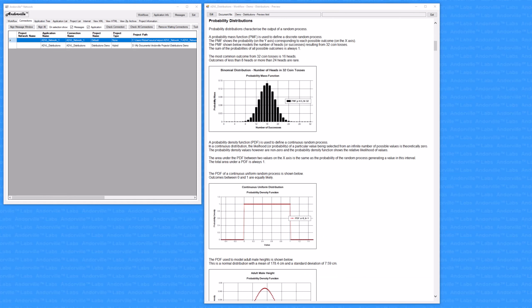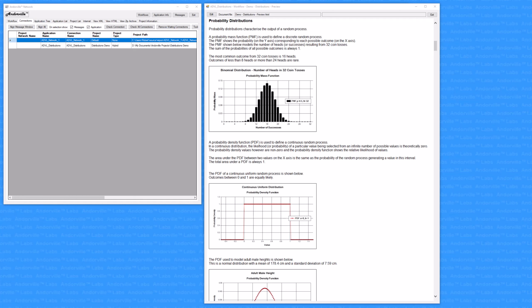Probability distributions characterize the output of a random process. A probability mass function, or PMF, is used to define a discrete random process. The PMF shows the probability on the y-axis corresponding to each possible outcome on the x-axis. The PMF shown below models the number of heads, or successes, resulting from 32 coin tosses.